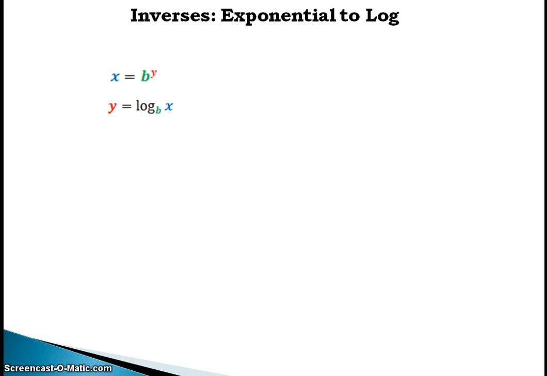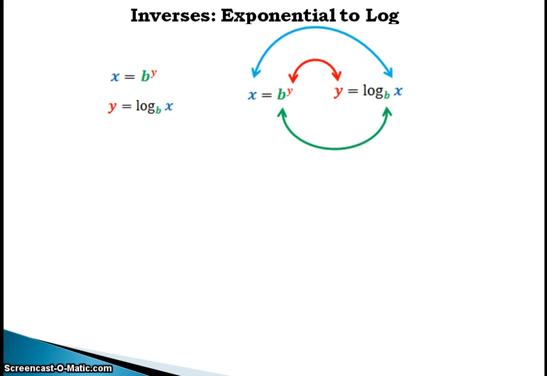Let's take a look. Suppose you have an exponential function, x is equal to b to the y. Well, the inverse of that is y is equal to log base b of x. Now, note the colors. We have done something here. The exponent y of the original exponential function becomes the value of the log function. We move that to the other side of the equal sign.